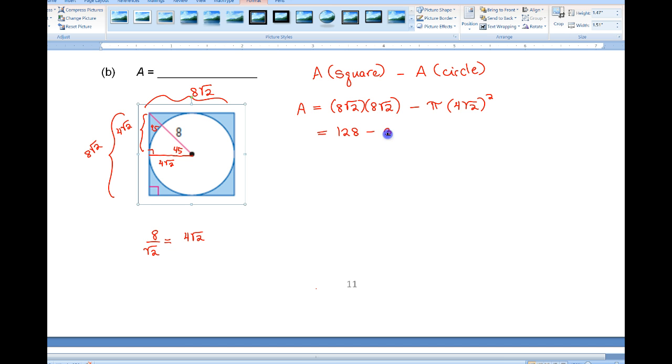Okay, so 8 root 2. What do we get? 32 pi? That's it in exact form. 128 minus 32. Yep. 128.